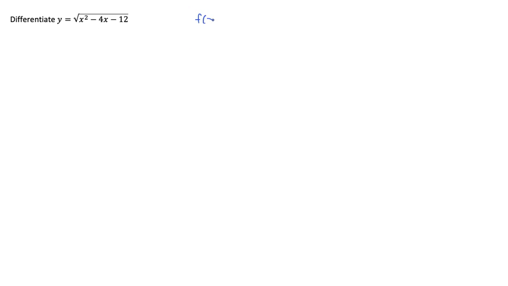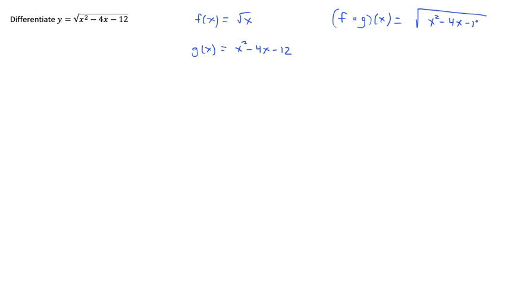we can call f of x the outer function, right? We can call g of x the inner function. So for example, this would be radical x, and this would be x squared minus 4x minus 12, right? So essentially f of g of x, the composite function here. So the outer function is this, so we have the radical x, but in this place we put that x squared minus 4x minus 12.